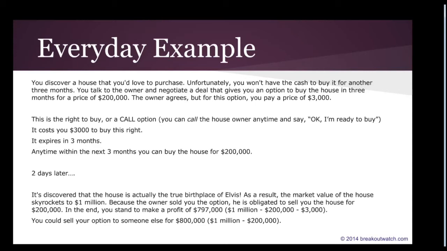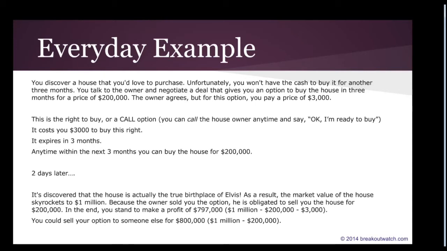Now, because you now own the right to buy this house and the owner sold you that option, he's obligated to sell you the house for $200,000 because that's what you bought the right to do. In the end, you stand to make a profit of $797,000. That's the $1 million the house is worth, minus the $200,000 you had to pay for it, and then the $3,000 you paid for the option.